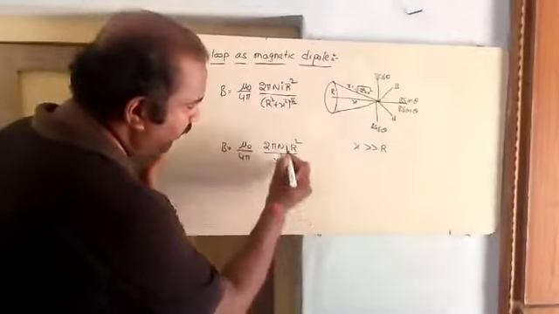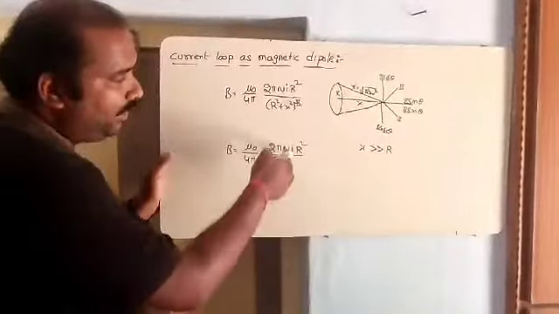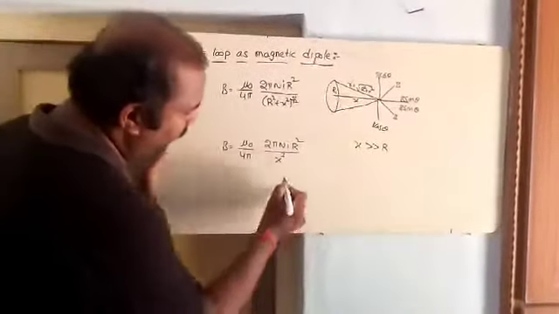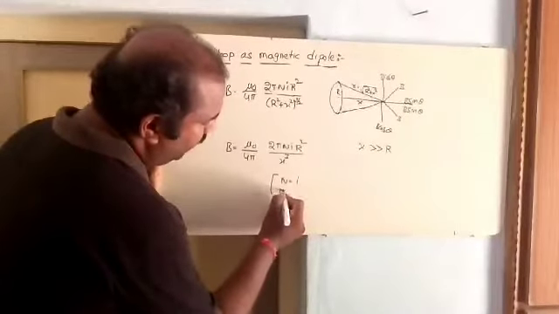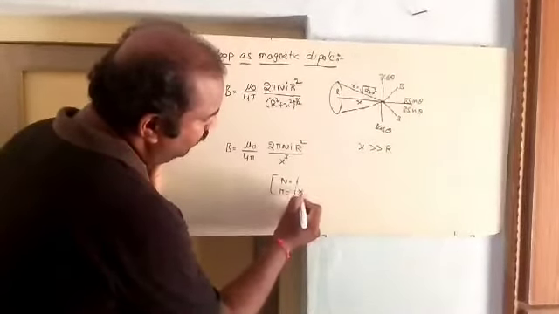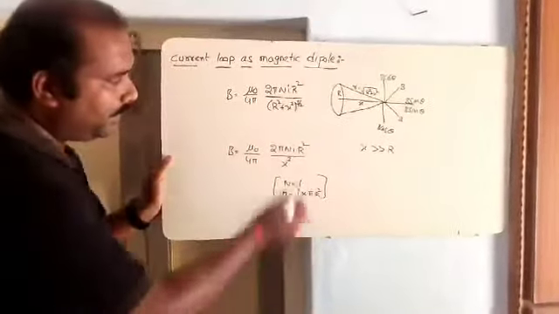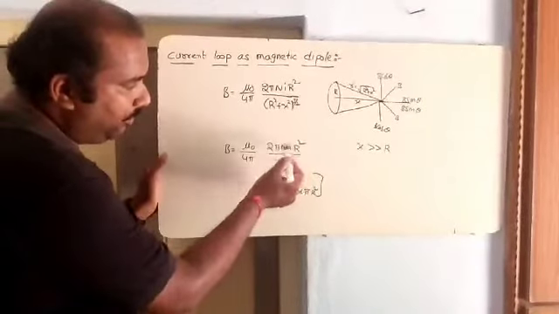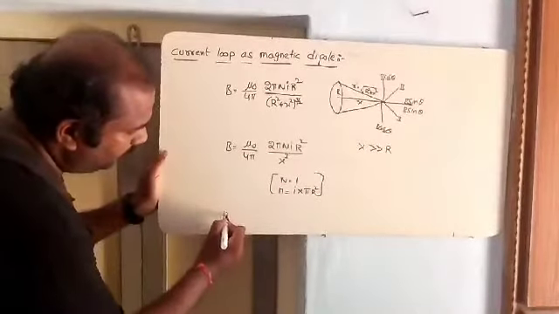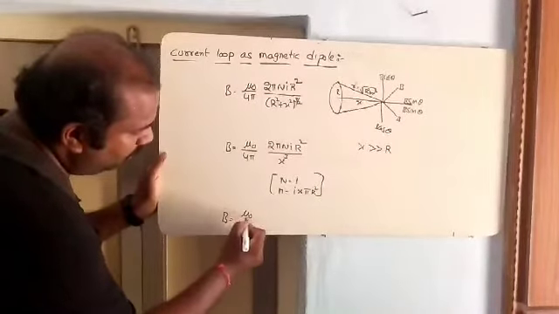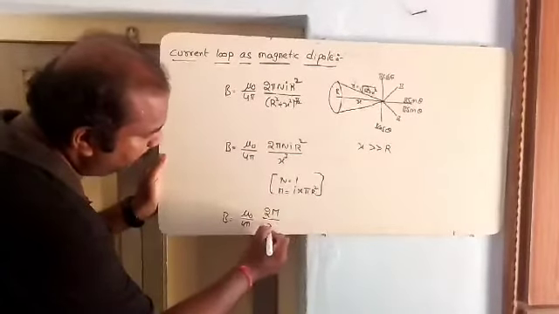Now suppose I am taking one loop, then in place of n, n is equal to 1, and I am taking m is equal to I into pi r square. Then substitute these two terms in the above equation. B is equal to mu naught by 4 pi into 2m by x cube.